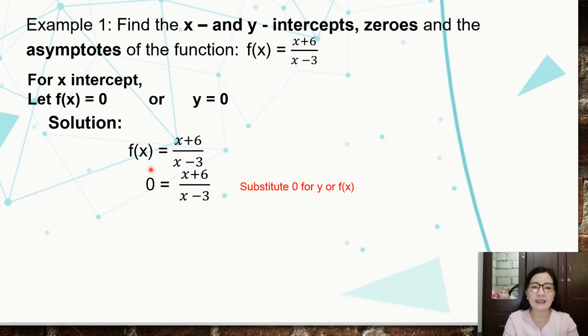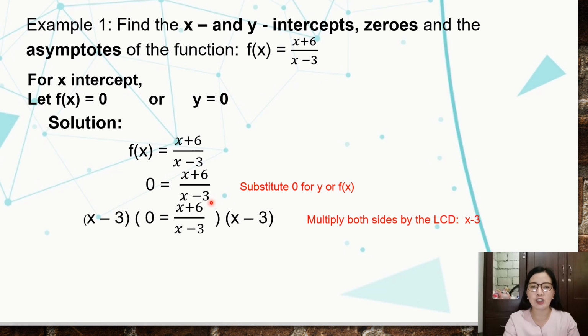So, since this is a rational equation, the first step to solve a rational equation is to find for the LCD. Since nag-iisa lamang ang ating denominator which is x minus 3, ibig sabihin itong x minus 3 ay siya na ang ating LCD. Then after finding the LCD, i-multiply natin ito to the both side of the equation. So, kung mapapansin ninyo, nag-multiply ako dito sa left side ng x minus 3, then nag-multiply din ako sa right side ng equation natin ng x minus 3.